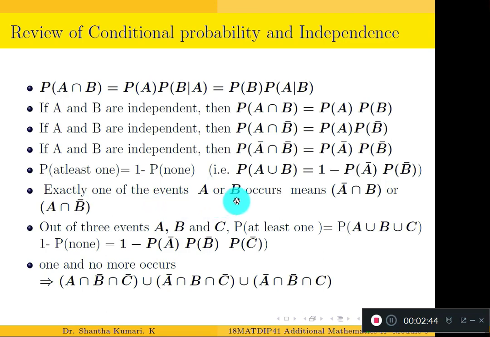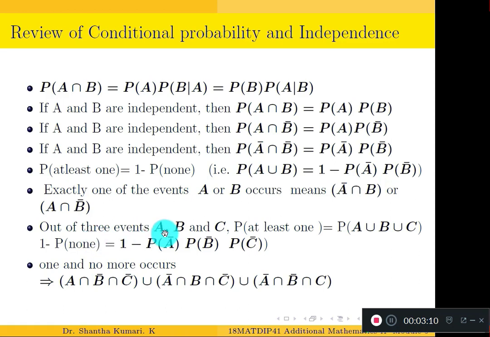Exactly one of the events A or B occurs. So two events will be given to you, and they will ask you the probability of exactly one of the events. In that case, the meaning is A complement intersection B, or A intersection B complement. This is only the notation for exactly one of the events. Anyway, you can find the probability.